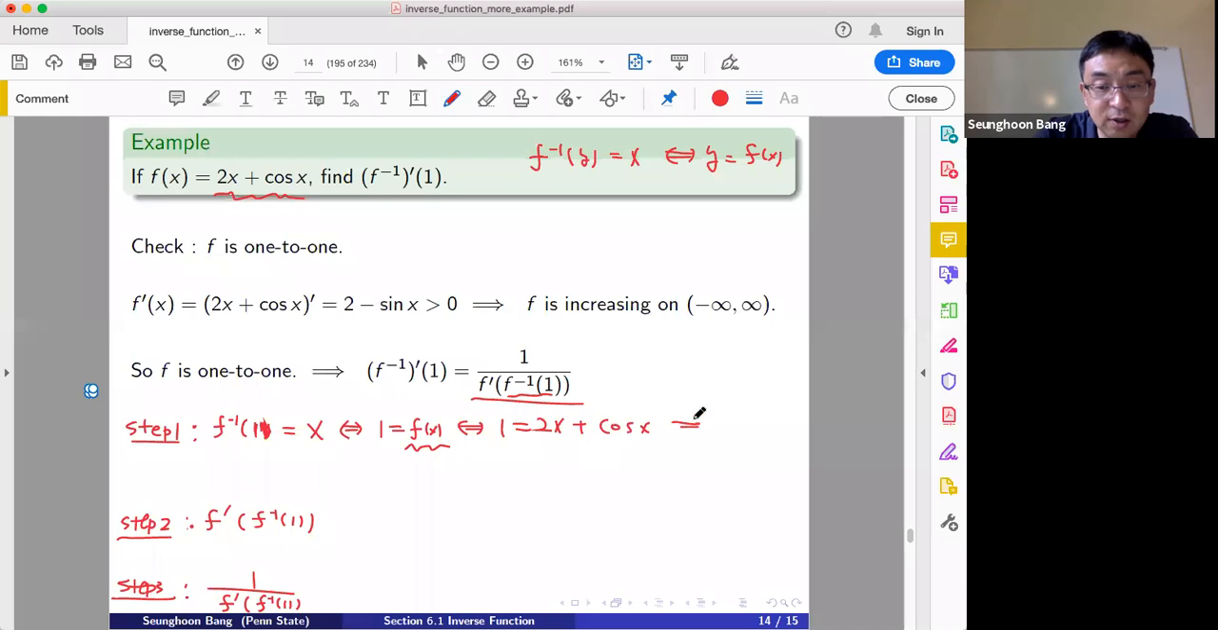Next, you need to find the x value. What's that? 2x plus cosine of x is 1. What is x? Could you write your answer? How can you find it? You cannot solve it, only guess. Which number x satisfies 1 equals 2x plus cosine of x? What do you think? What is x?